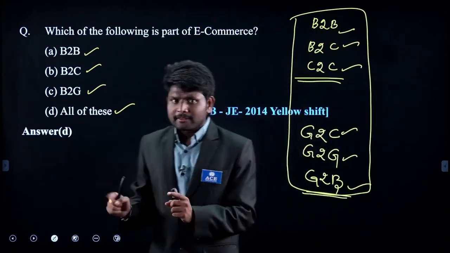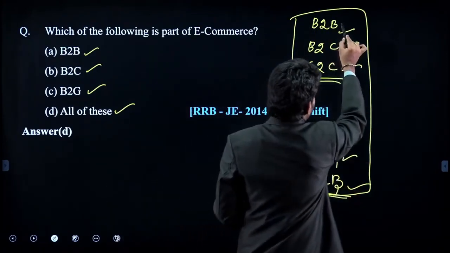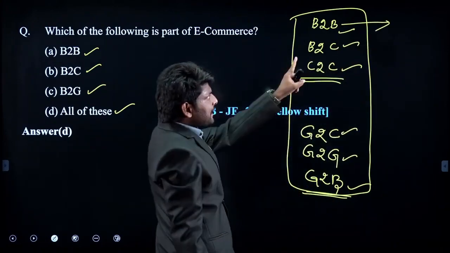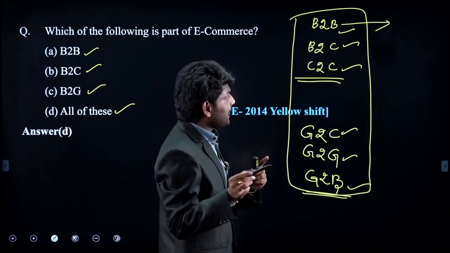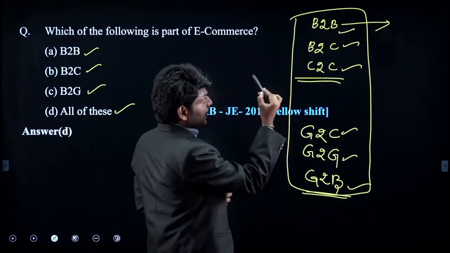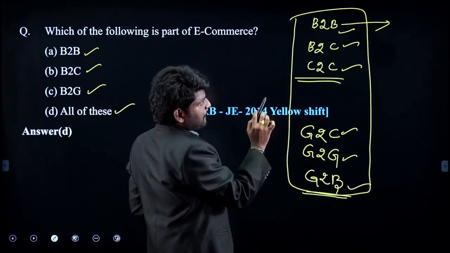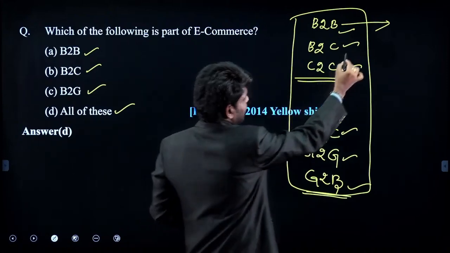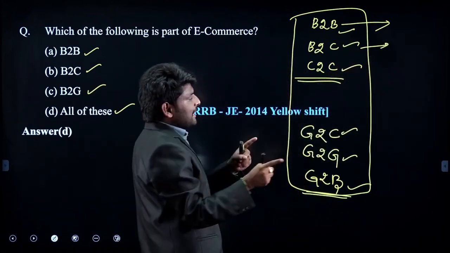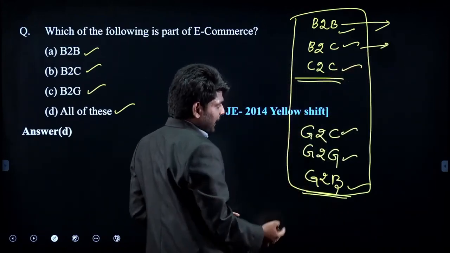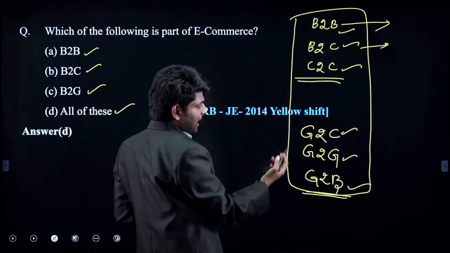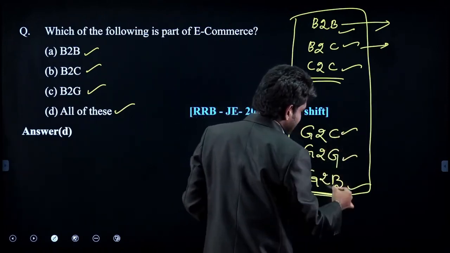If buyers and sellers both are business, then the e-commerce is B2B. If the seller is business, but the buyer is consumer, then it is B2C. When both buyer and seller are consumer, then it is C2C. If you involve government instead of consumer and business, then we have G2C, G2G, G2B.